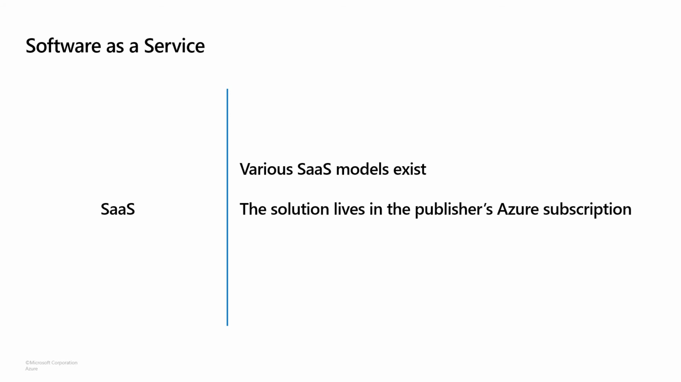Now, as we've said, one truth for a SaaS app is that it lives in the publisher's subscription. If it doesn't, you aren't really looking at a SaaS application. While we're going to examine some of the more common architecture models, your architecture is up to you. SaaS solutions come in many shapes, forms, and architectures. So let's have a look at some of the more common ones.